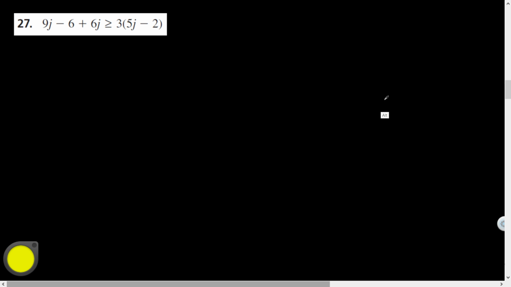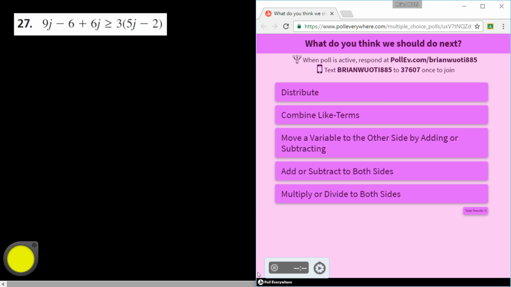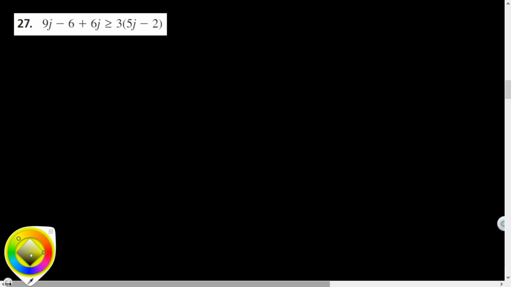Let's see, and 27. Okay. If these are my options, what are your guys' thoughts? What should my first step be? Distribute, combine like terms, move a variable, add or subtract to both sides, multiply or divide. I think we've got to distribute over here first. Yeah, simplify these things with parentheses.